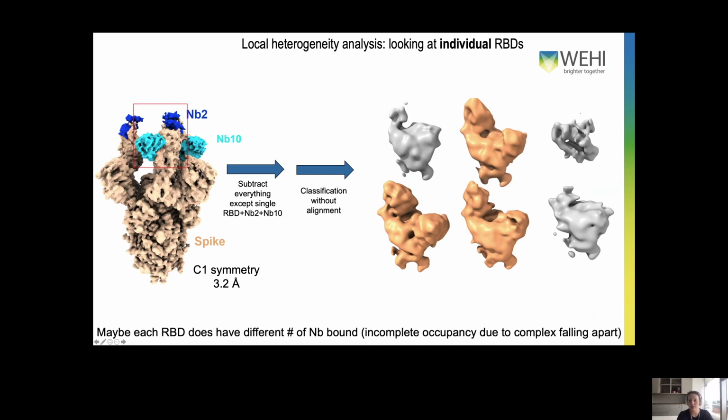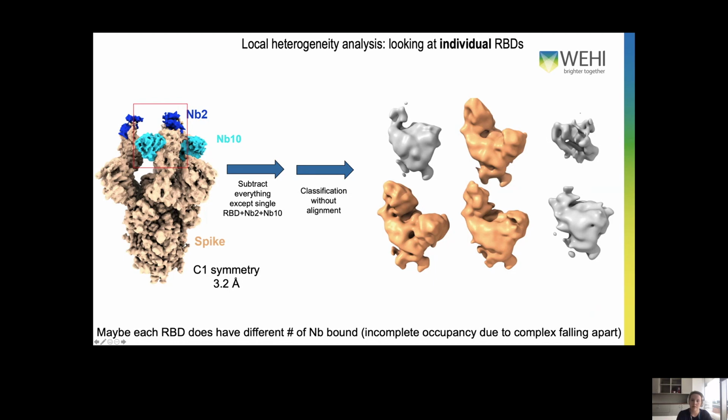So straight away, again, you can see that there are classes that have both nanobodies present and some that have none. So presumably what happened is that some nanobodies fall off either during sample storage or grid preparation. And so what we have here is a mix of spikes that have nanobodies bound and spikes that do not. And presumably there's also heterogeneity among different RBDs. So even on the same spike, some RBDs can have nanobodies bound and some don't.